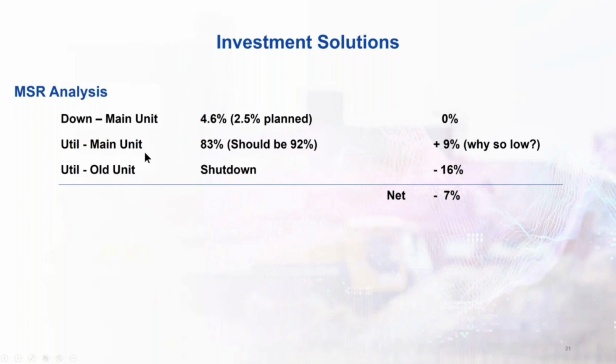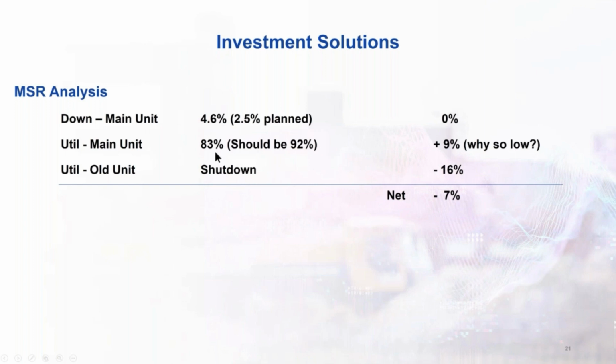So then we go to the next, the utilization. We've talked about downtime. We're saying we can't get anything from that. We go to the main unit, and our old unit's going to shut down, so we're not going to pay any attention to him, other than we lose 16% capacity. So the main unit, we've got a utilization of about 83%.